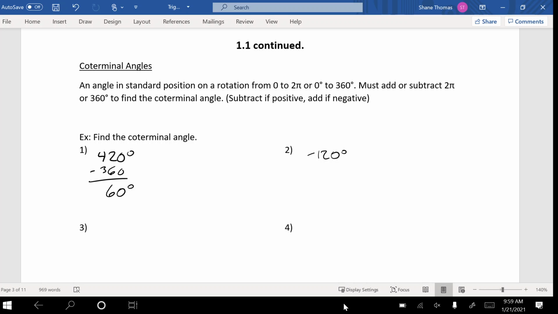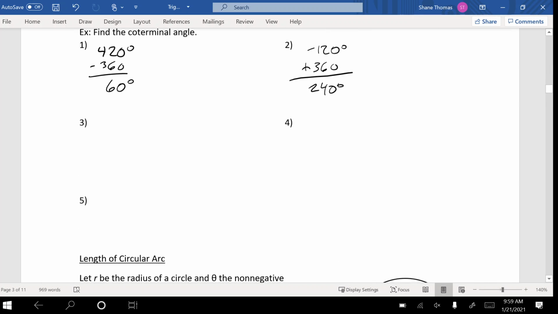So I put up here in the parentheses: subtract if positive, add if negative, right? This one's negative, so I want to add 360 to it. Add 360 takes me to what? 240. Is that between 0 and 360? Yeah, I'm good. I'm done. Stop right there.